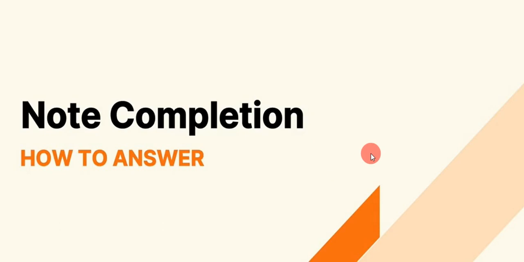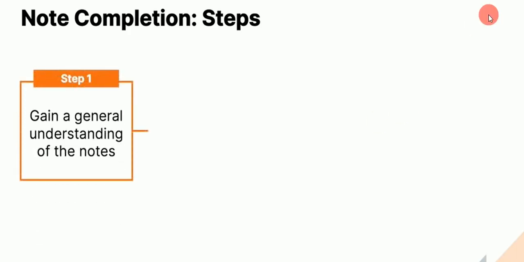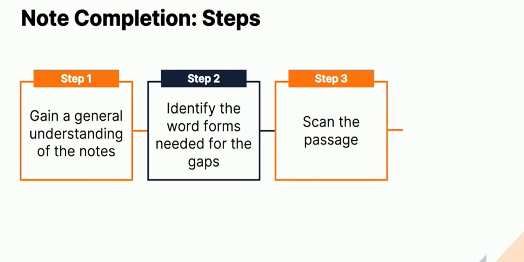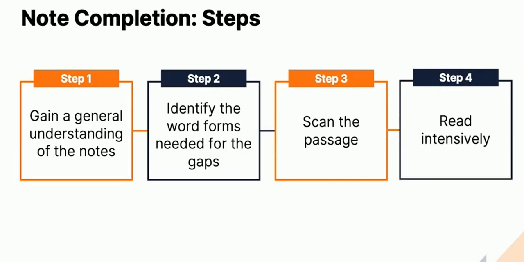To approach this question type, you should follow these 4 steps. First, gain a general understanding of the notes. Next, you need to identify the word forms needed for the gaps. Then you need to scan the passage. And finally, read it intensively to find the correct answer.